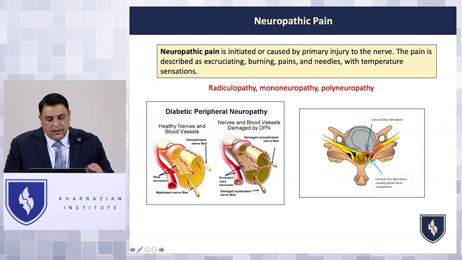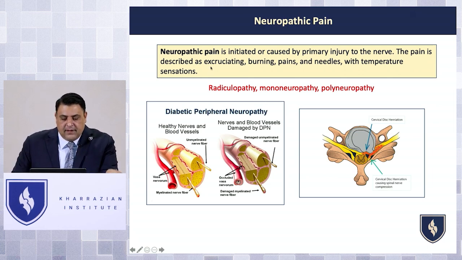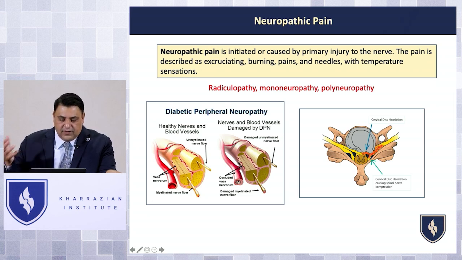Okay. Now there's neuropathic pain. Neuropathic pain is initiated or caused by primary injury to the nerve. The pain is described as excruciating, burning, pins and needles, and temperature sensation. And those types of neuropathic pain are really prone to causing centralized pain because these activate microglia in the sympathetic system, and there are constant drivers to that.